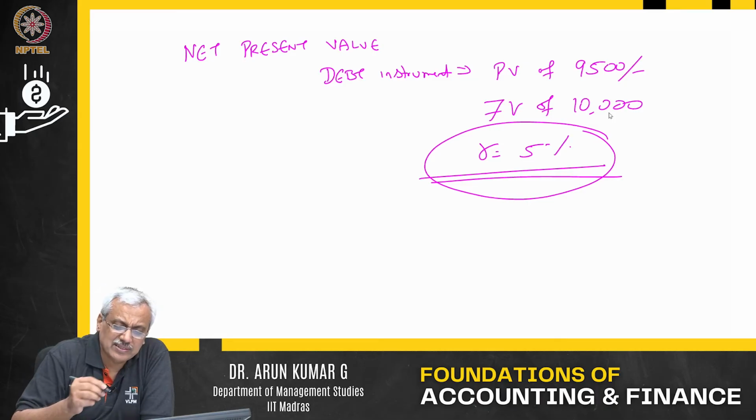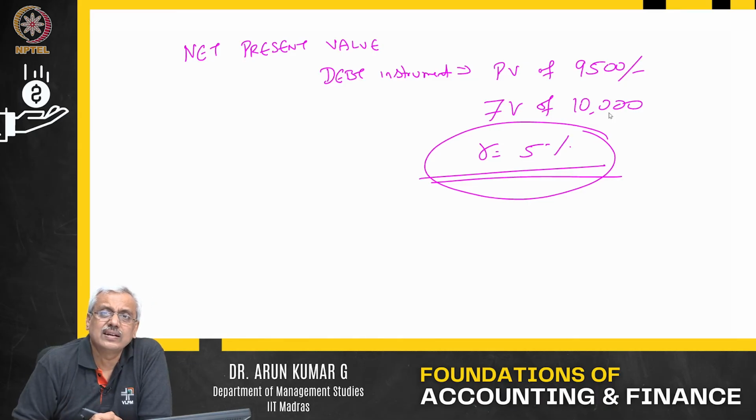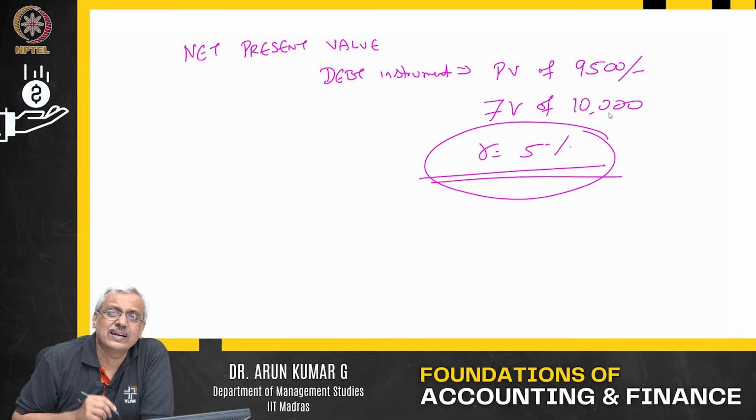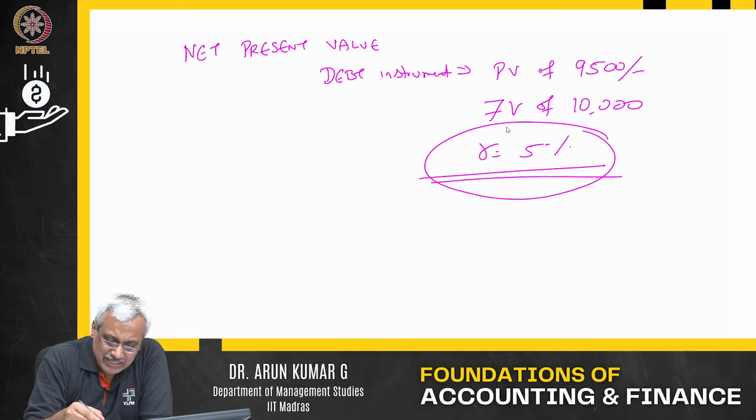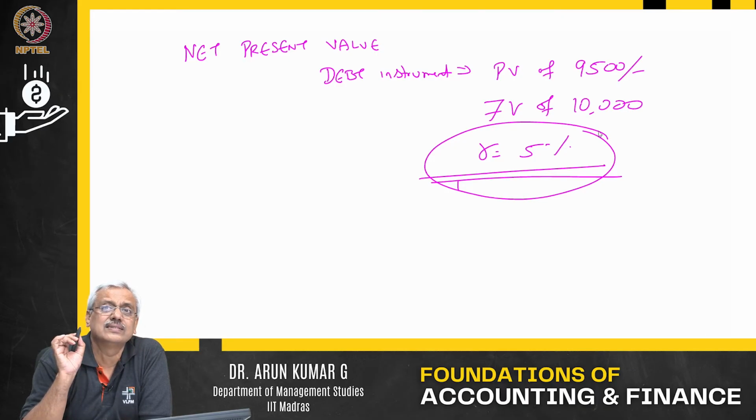My future value is 10,000, agreed. I am discounting it. When I say discounting, I am reducing the value of the 10,000 to its value as of today. This is the future value. How much am I reducing? I am discounting it at the rate of 5%, that is my expected return.